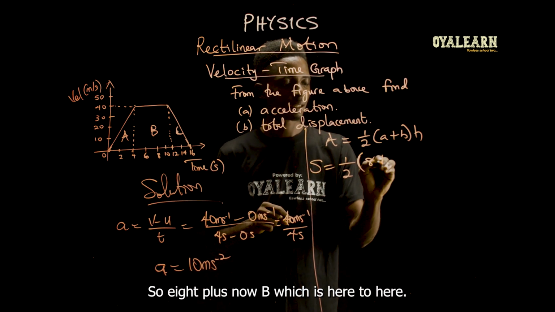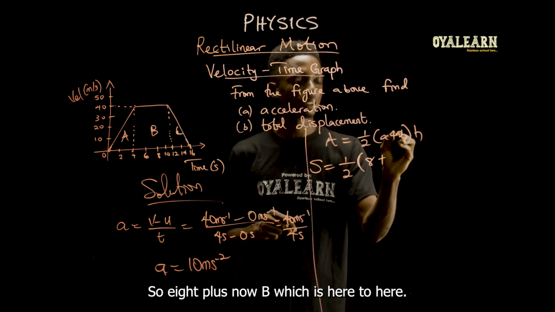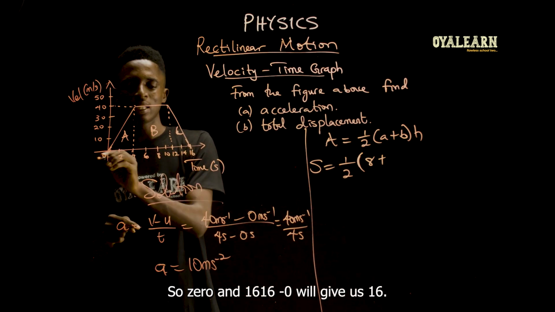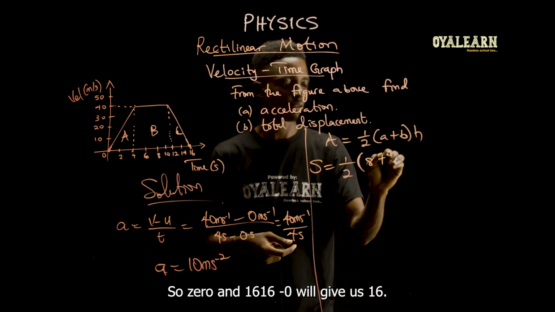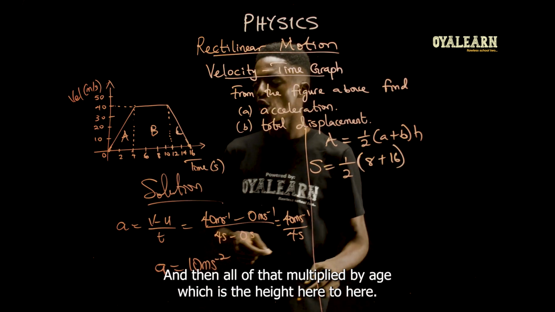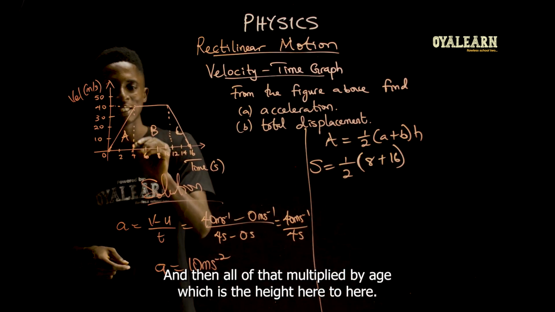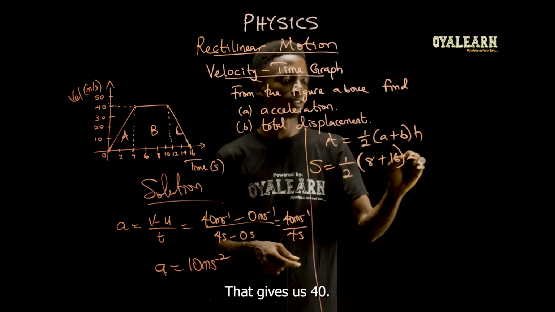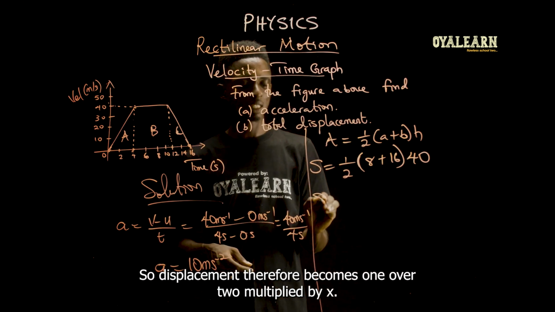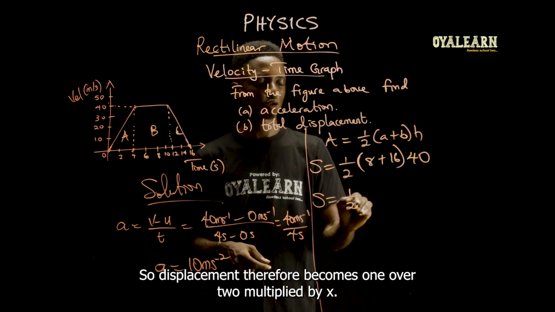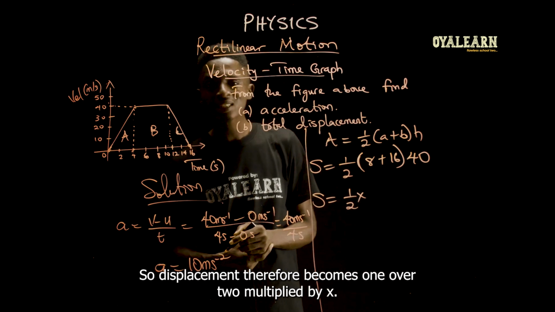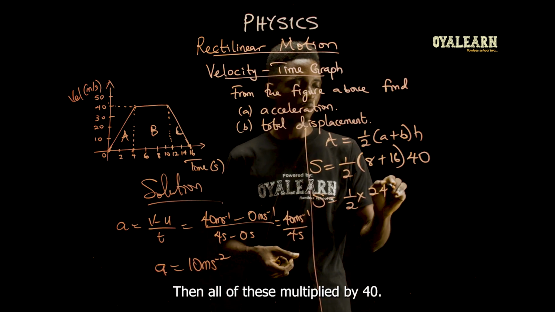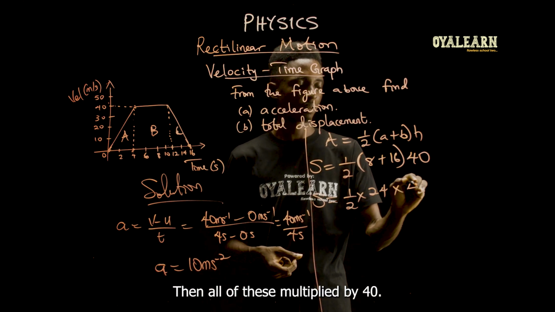So 8 plus, now B, which is here to here. So 0 and 16. 16 minus 0 will give us 16. And then all of that multiplied by h, which is the height, here to here. And that is 40 minus 0. Altogether, that gives us 40. So displacement therefore becomes 1 over 2 multiplied by 8 plus 16 will give us 24. Okay, then all of this multiplied by 40.